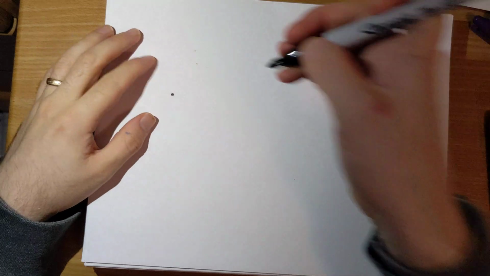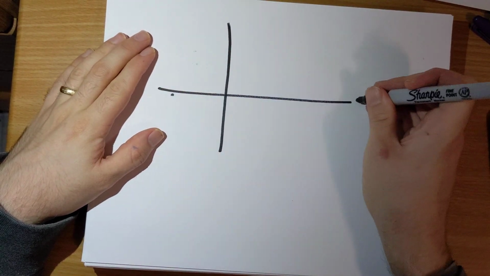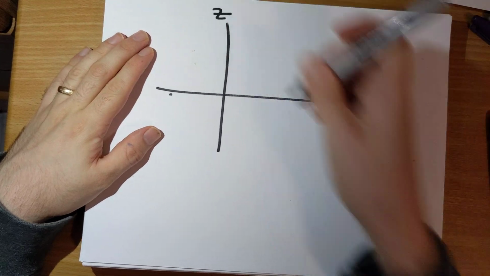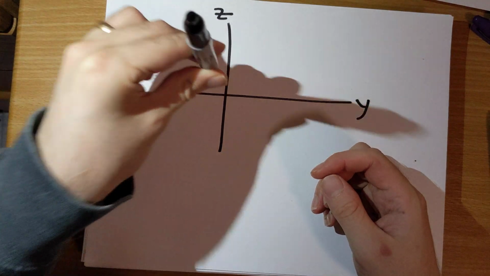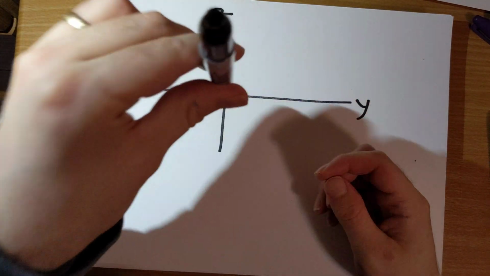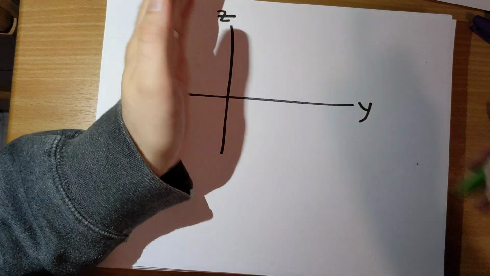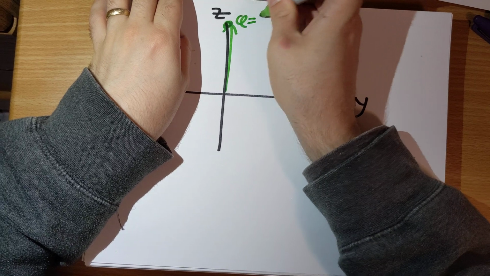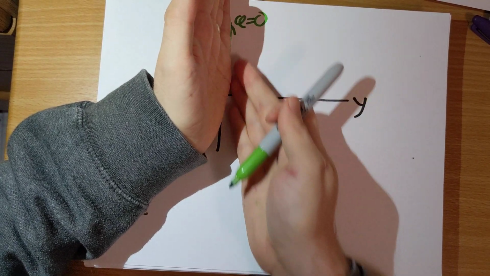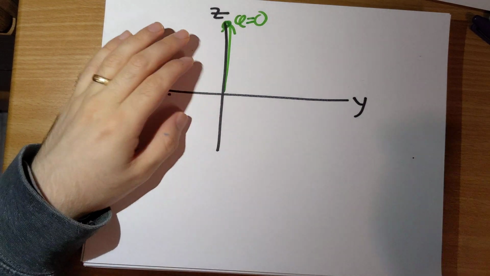Let me draw another picture here that maybe is useful. I want to draw y and z axis with the idea that the positive x-axis is coming up at you out of the page here. So if you're up here, this would be phi is equal to 0. Straight up along the positive z-axis is going to be phi is equal to 0.